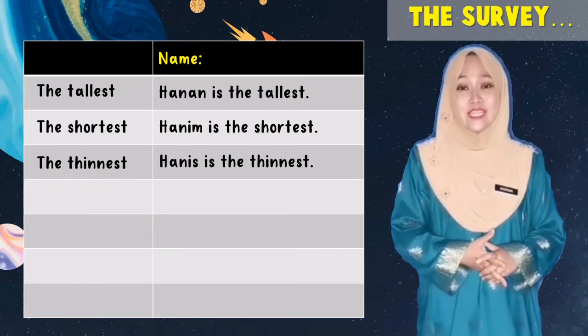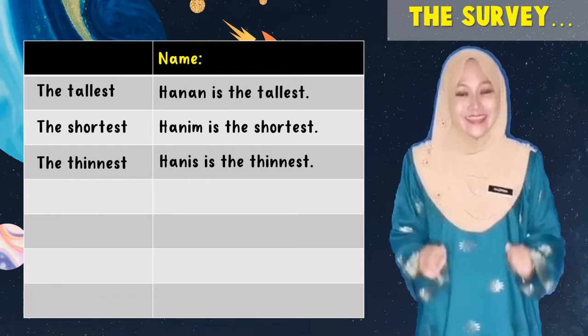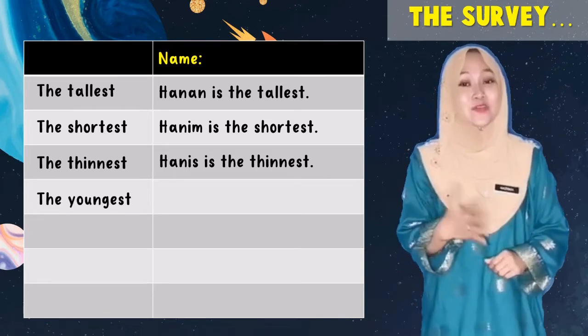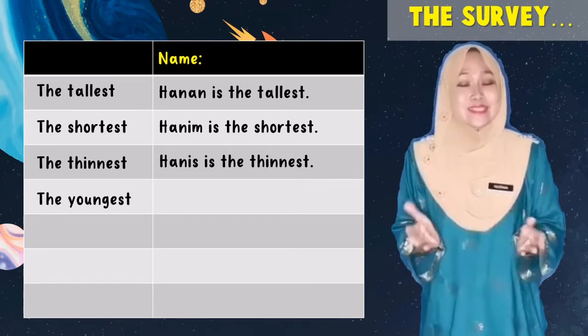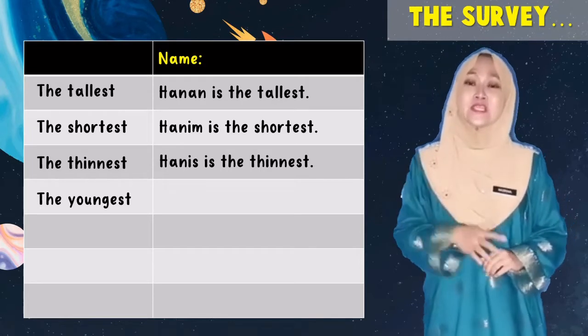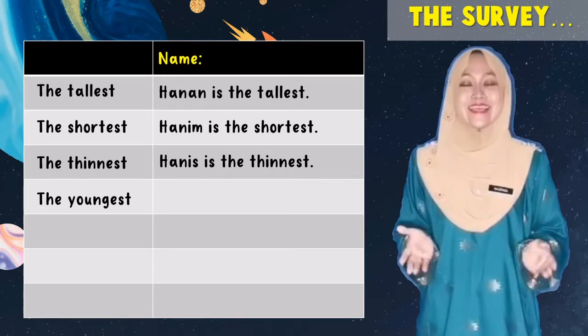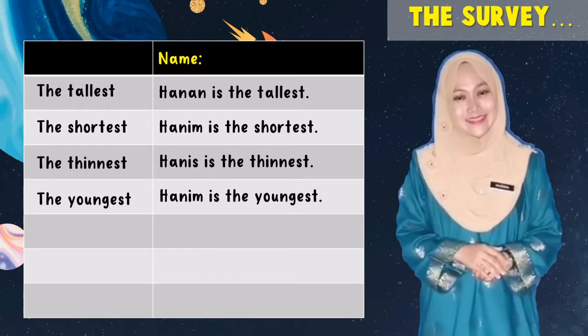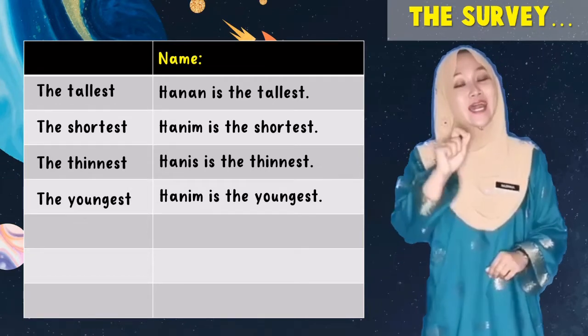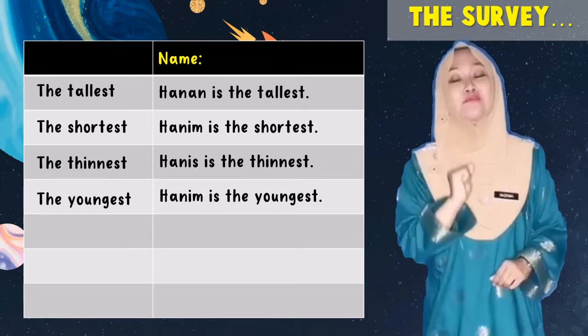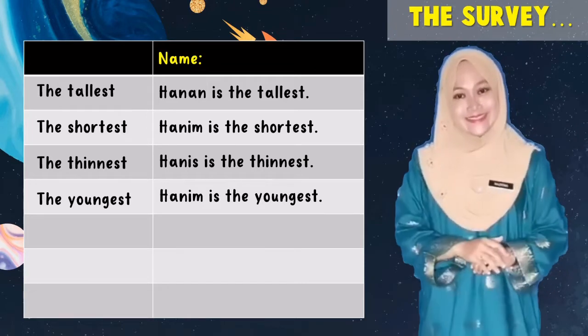Next superlative adjective, the youngest. Let's say you ask your family member, who's the youngest? Here in this picture, the answer is Hanim is the youngest. You have to write down Hanim in the fifth row, the youngest.